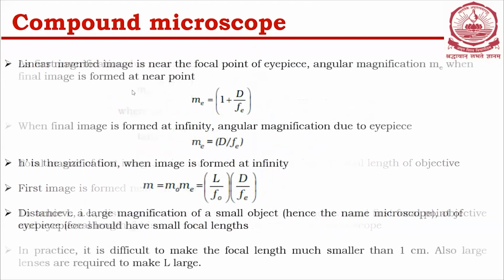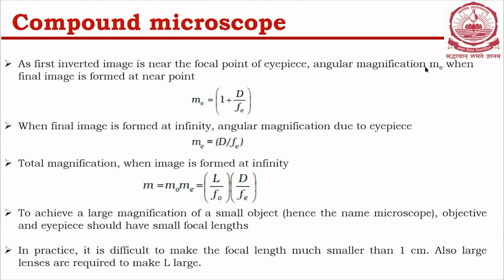Then from this you can find out what is the angular magnification. Angular magnification of the eyepiece, because for objective you have to find the linear magnification, and for eyepiece you have to find the angular magnification. You know the relation for angular magnification, m_e is equal to 1 plus D by f_e. D is nothing but near point. So this angular magnification is approximately equal to, because the final image is formed at infinity, so it is due to eyepiece D by f_e.